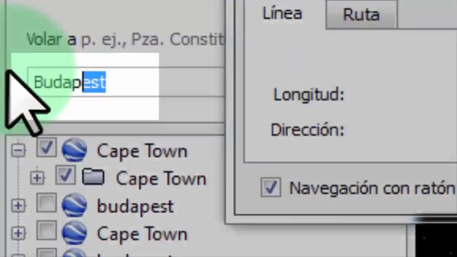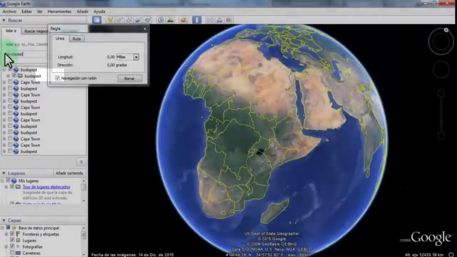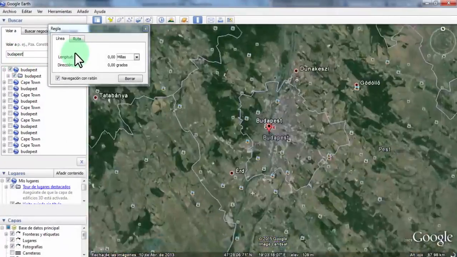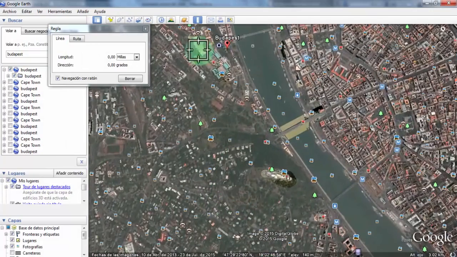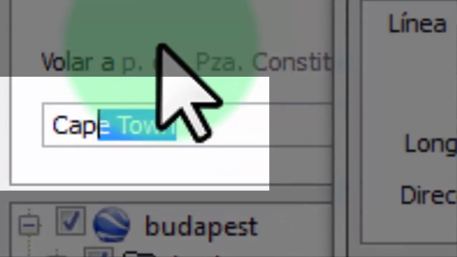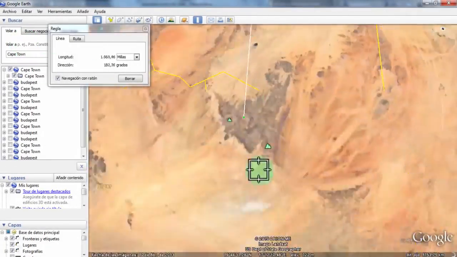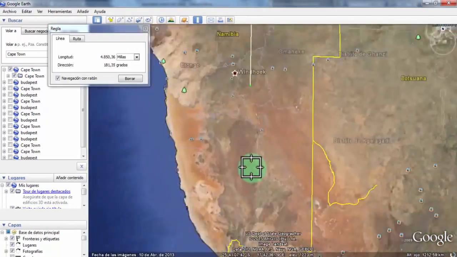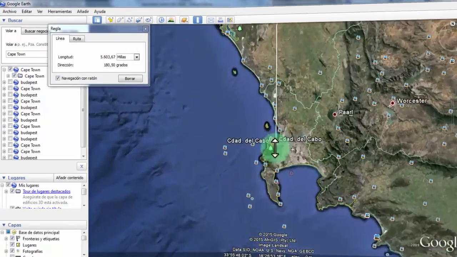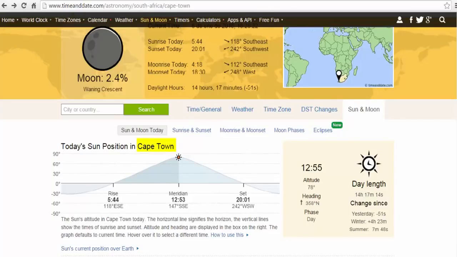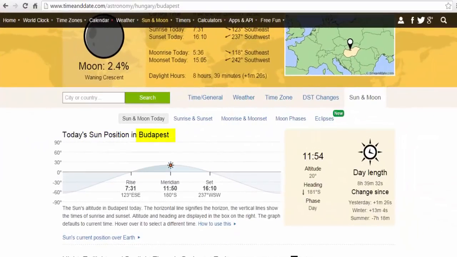Now we are going to choose two cities that lie under the same meridian circle. I chose Hungary, Budapest, and South Africa, Cape Town. Please notice that in January, and according to the Time and Date website, the sun at midday should be between these two cities. As you can see, in Cape Town the sun at midday is in the north, while in Budapest, it's in the south, which makes our math easier, of course.